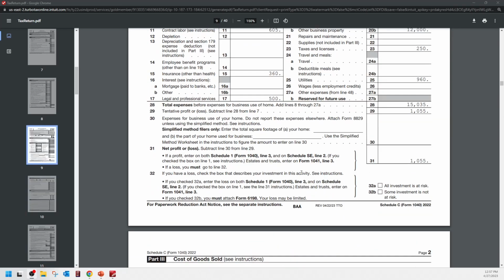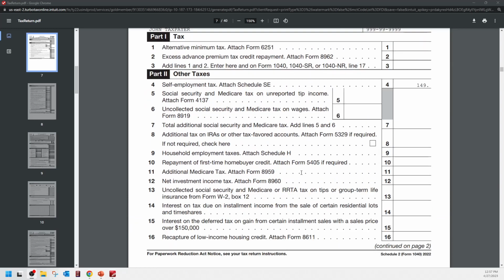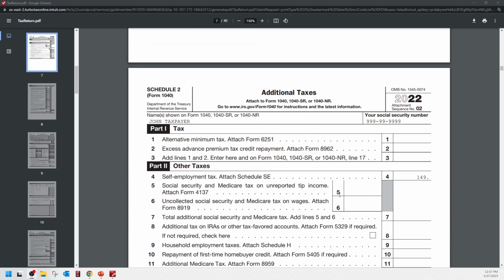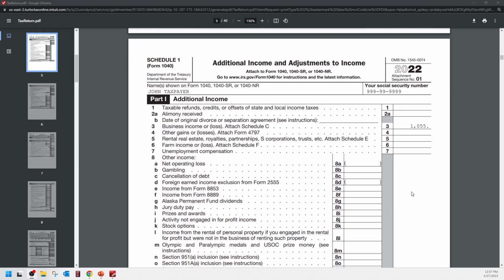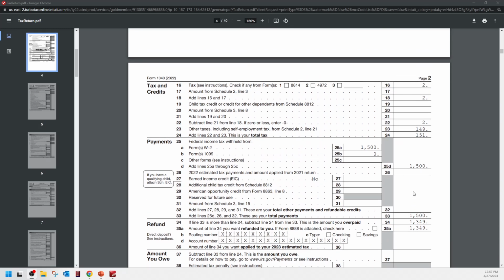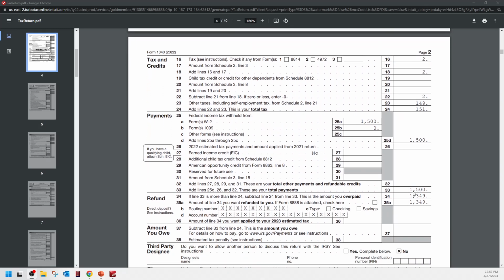And so if we scroll up to Schedule 2, we can see here the self-employment tax that's going to be owed with the return is $149, right? And so you'll see this reported on your Form 1040 as well, page 2. So we can see here in the tax and credits section, the self-employment tax coming from Schedule 2, there's the $149. And then the amount of tax that John owes on his actual income, just the regular federal income tax, is only $2.